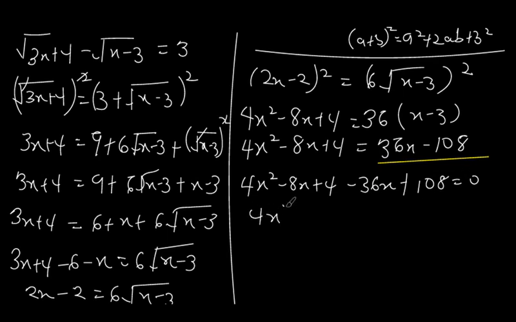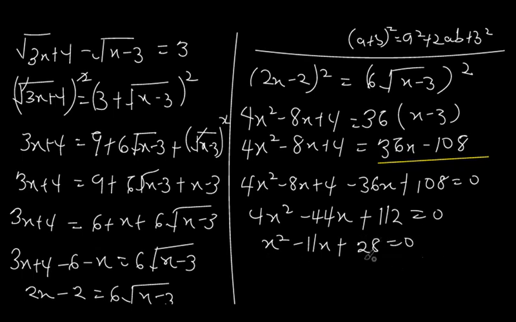So we still have 4x squared. Now negative 8x minus 36x will give us negative 44x. So we have negative 44x. Now plus 108 plus 4 will give us what? 112. So we have 112 is equal to 0. So from here still 4 can go into all of this, so we divide all by 4. So we will be getting x squared minus 11x plus, 4 will go into 112 28 times, so 28 is equal to 0. So from here we can just factorize this.